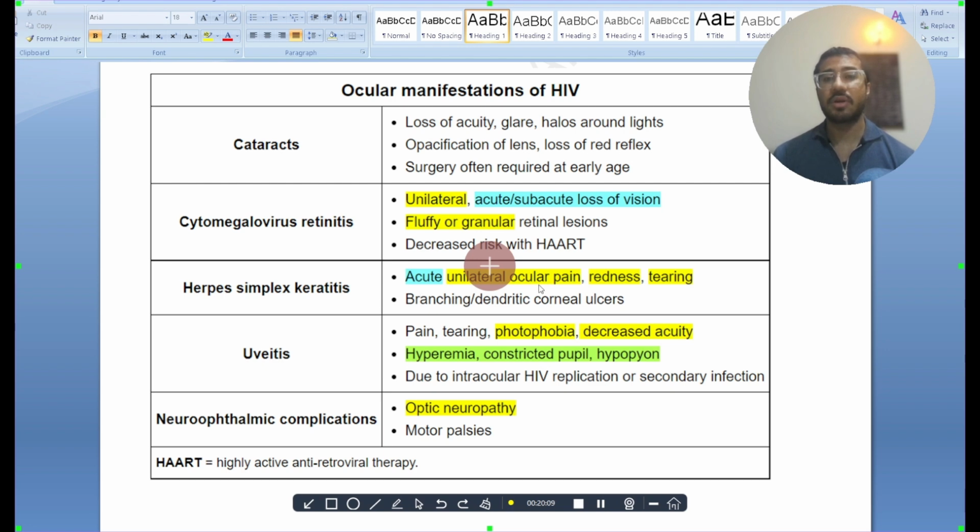Acute unilateral ocular redness, tearing, branching, dendritic. HSV keratitis, we studied that. Candida or fungal keratitis, also in AIDS patients. HSV keratitis, also in AIDS patients. HSV dendritic ulcer; with candida or fungal keratitis, you're going to get, what was it, an irregular ulcer with feathered margin and satellite lesions. Neuro-ophthalmic complications: optic neuropathy, motor palsies.